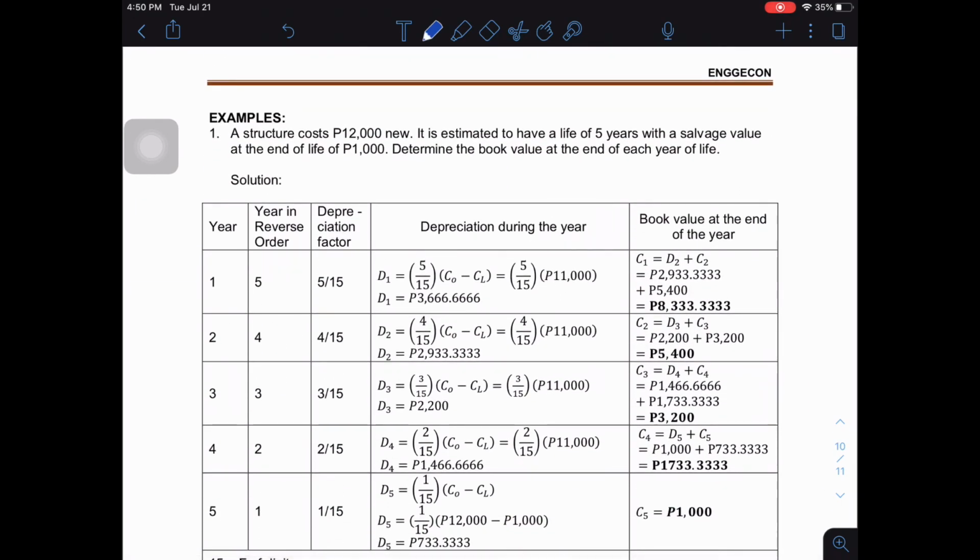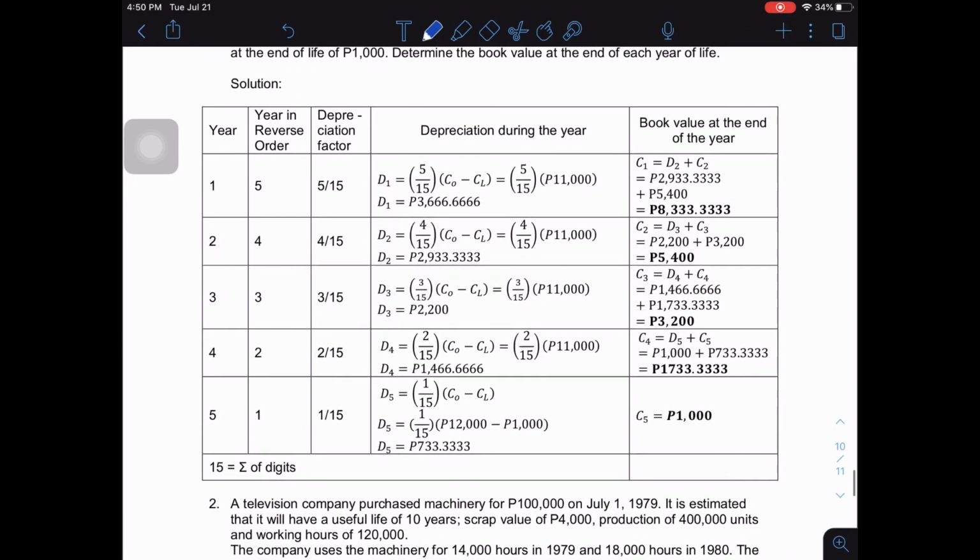A structure cost 12,000 pesos new. It is estimated to have a life of 5 years with a salvage value at the end of life of 1,000 pesos. Determine the book value at the end of each year of life. So there, you just applied the formula. So this is the depreciation factor. So C15 came from the summation of digits here. So that's our factor. And then just have to apply the formula.